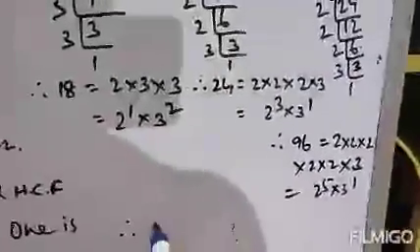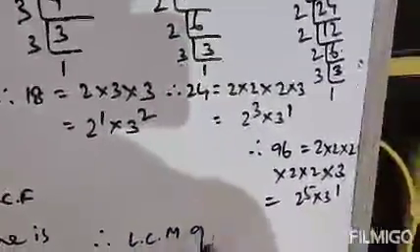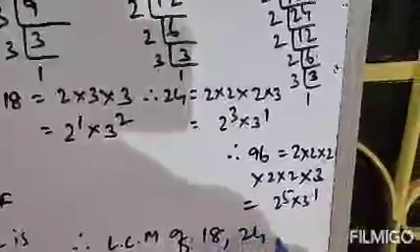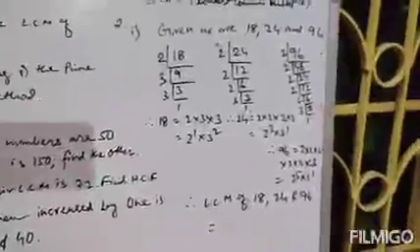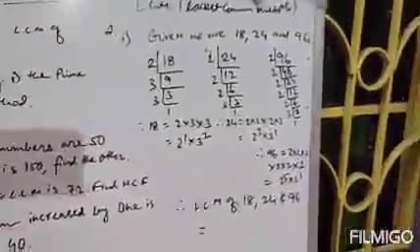So therefore LCM of 18, 24 and 96 equals to, now we will choose common numbers with highest power. Clear? Listen carefully.